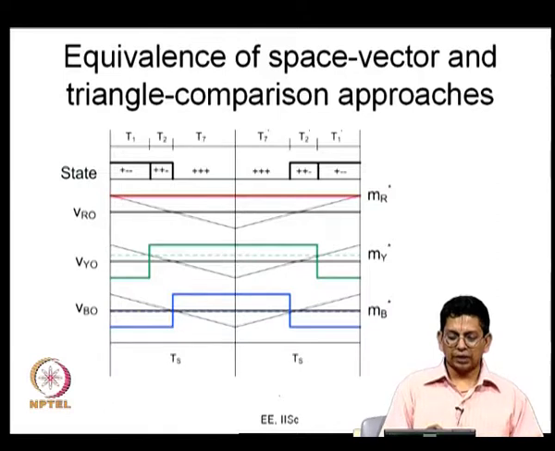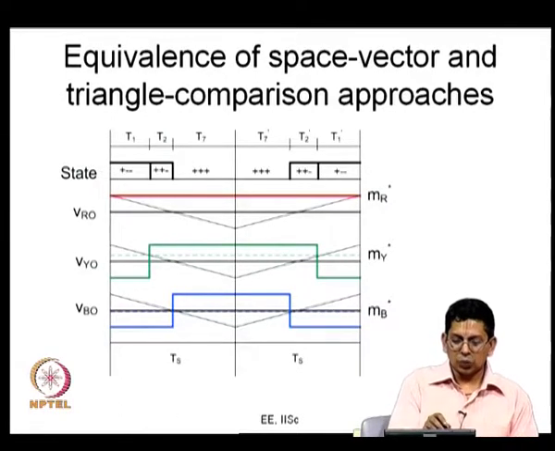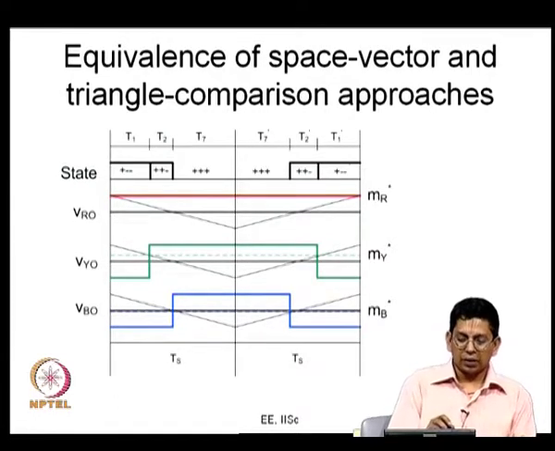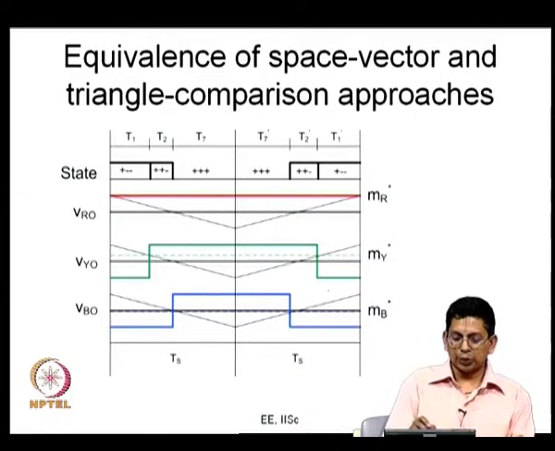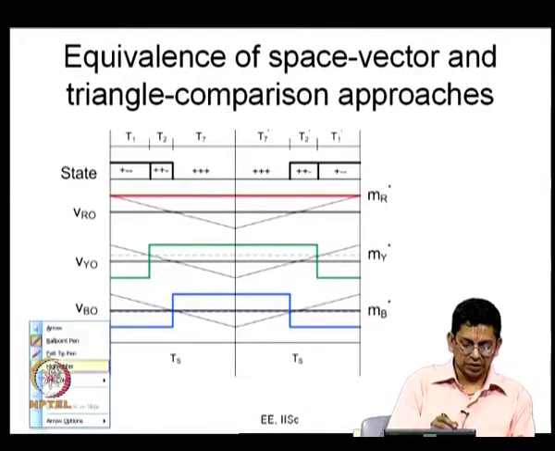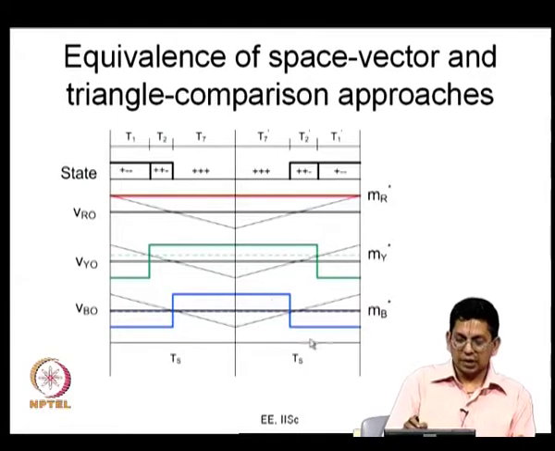So, we can also do the same thing using, just to emphasize the equivalence between this and the triangle comparison approaches. You can apply this 1 to 7 or 7 to 1 for example. If you are doing that, what you get, I showed you that VRO is always positive, VYO switches like this and VBO switches like this, and you can once again look at what is VRO average.